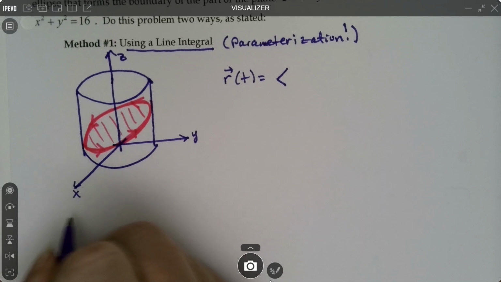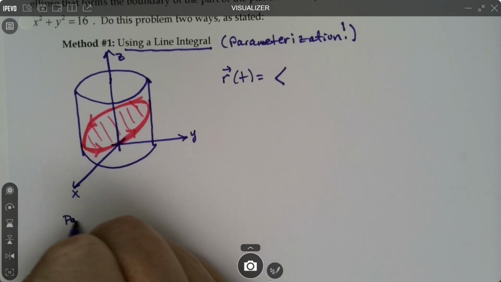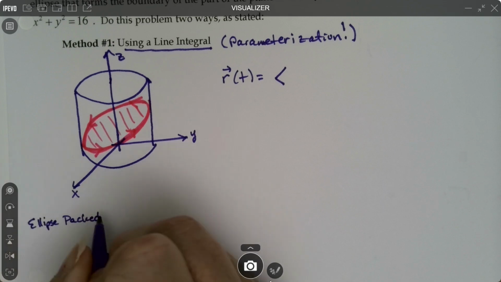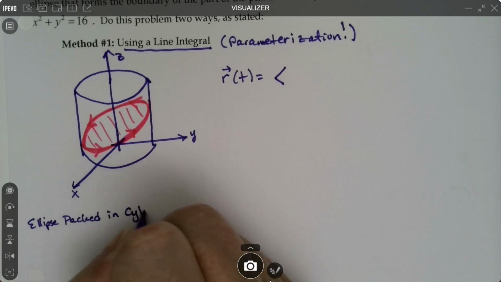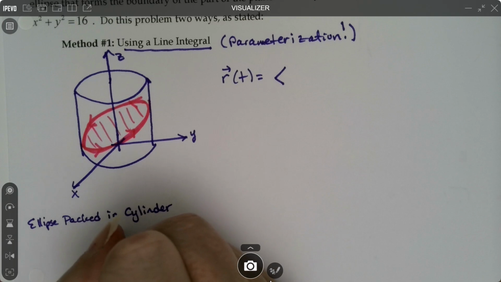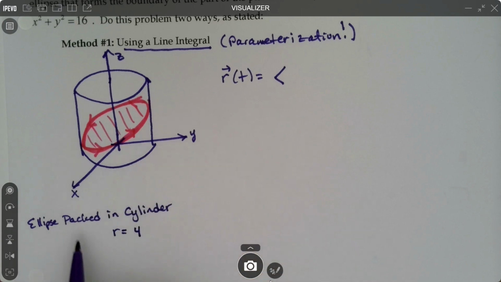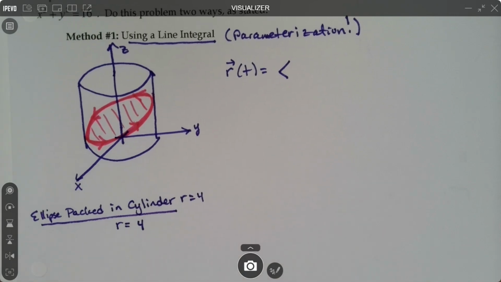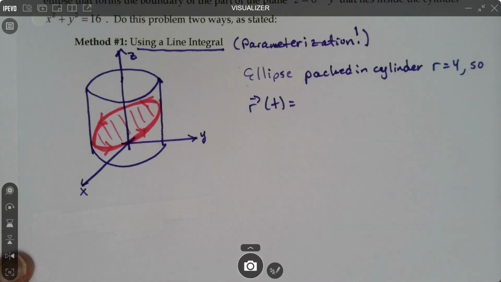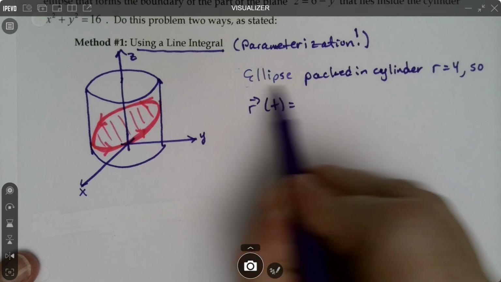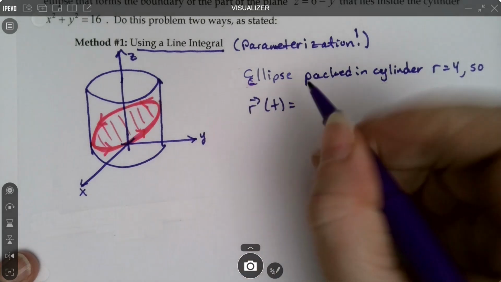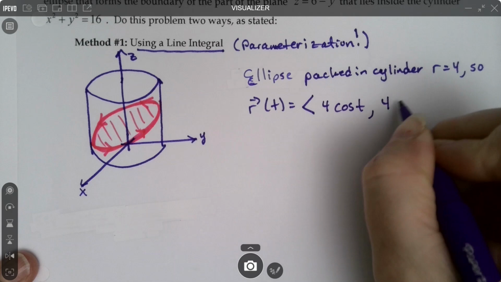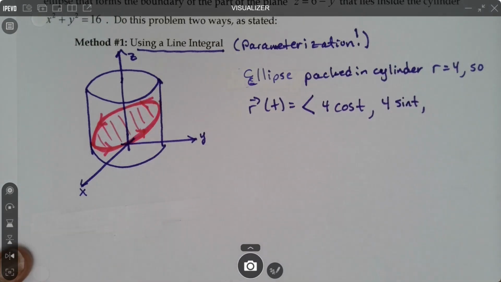So let me write that over here real quick. So ellipse packed in cylinder. And the cylinder is radius 4, right? Because it was x squared plus y squared equals 16. Actually, I just realized, why bother writing it over here? I should just write it right here. So the ellipse is packed in that cylinder. All right, so therefore, I know that the x is going to be 4 cosine of t, and the y is going to be 4 sine of t, because I'm moving in the counterclockwise direction.